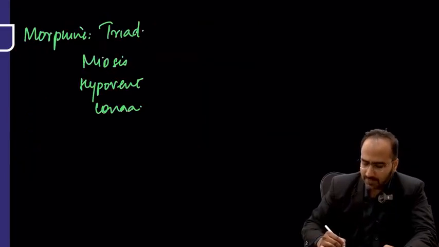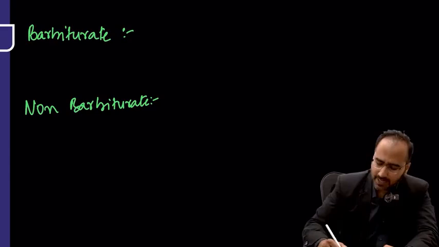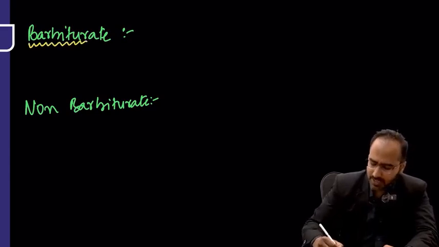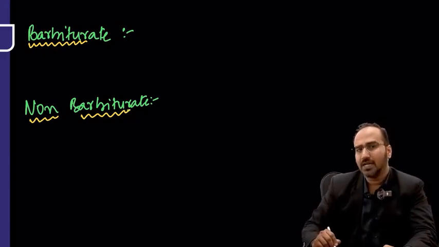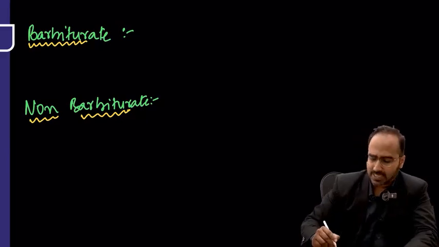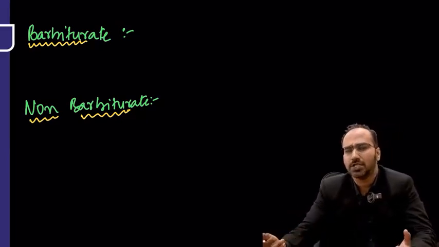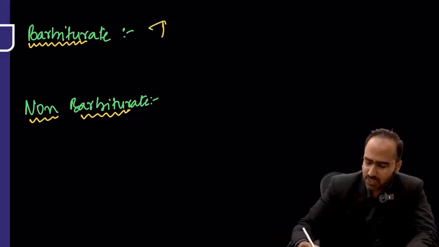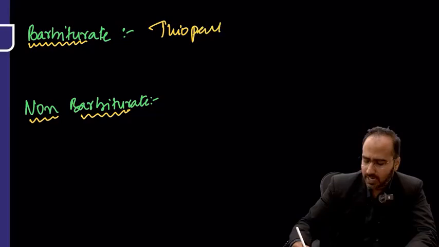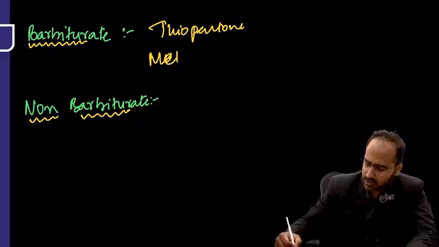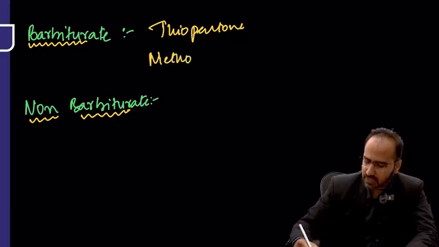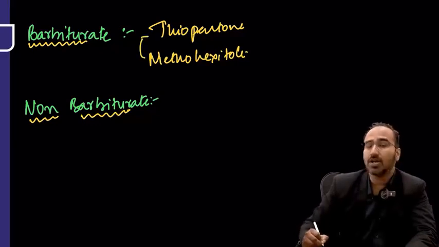In non-opioid, you are having barbiturates and non-barbiturate medications. So guys, what is the barbiturate that we commonly use in anesthesia? Or what are the IV induction agents that belong to the barbiturate category? Sodium thiopentone and methohexitone. Sodium thiopentone and what, guys? Sodium thiopentone and methohexitone. These are barbiturates.